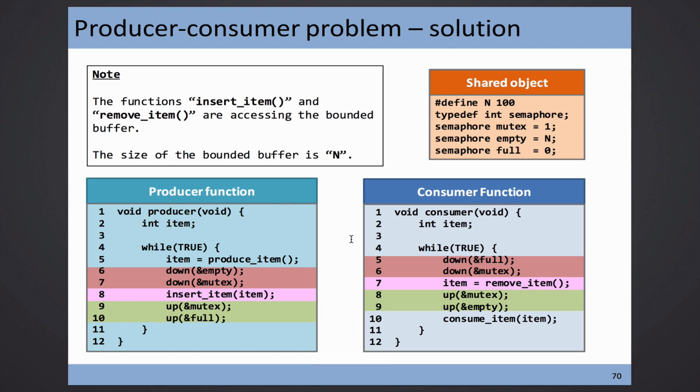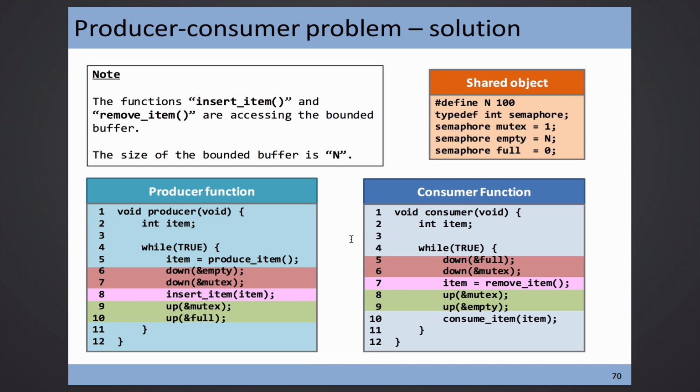Later I will explain, don't worry. Okay? So this mutex is for mutual exclusion. Now you understand why it starts with 1. Let's ignore these two guys. I just treat them as transparent.